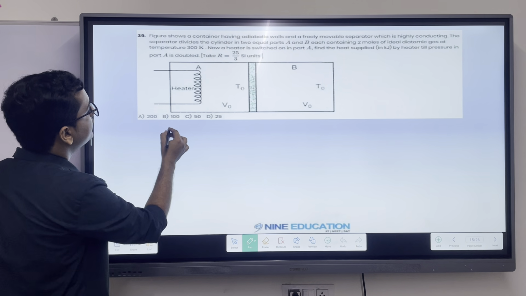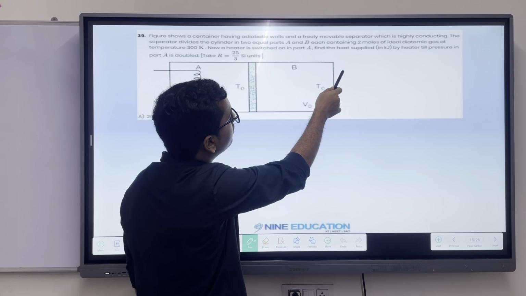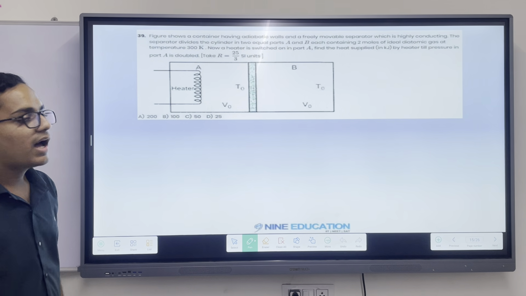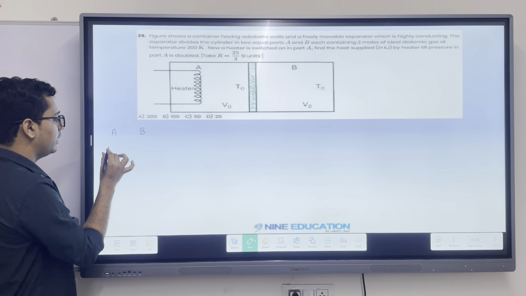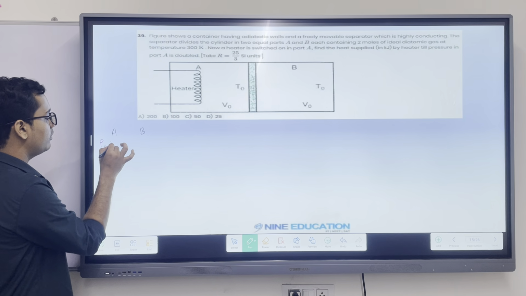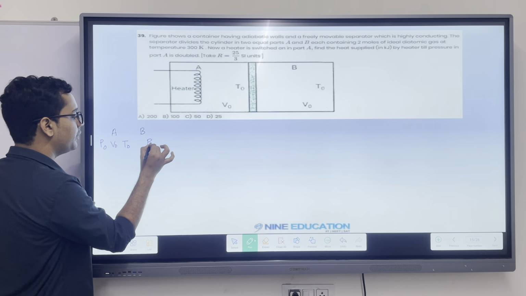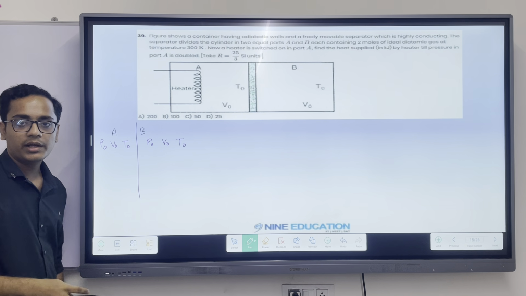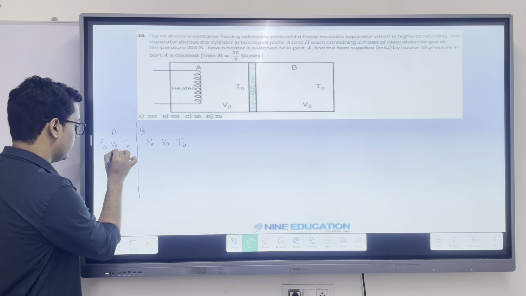So what we will do is, the heater is turned on, and you need to find the total heat supplied until the pressure in part A is double. So I will say part A and part B. Initially, pressure was, let's say, P naught, volume was V naught, and temperature was T naught. Here, pressure is also P naught, V naught, and T naught. Okay. Initial pressure is P naught in both of the chambers.